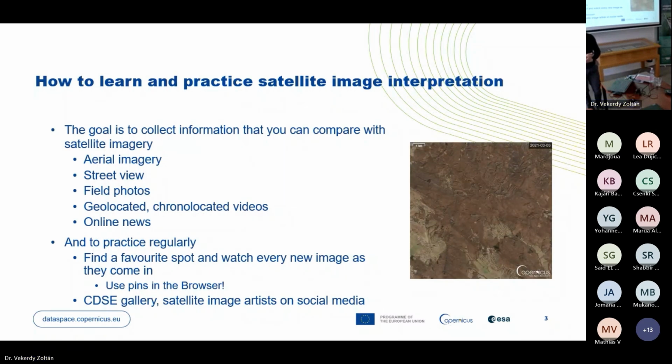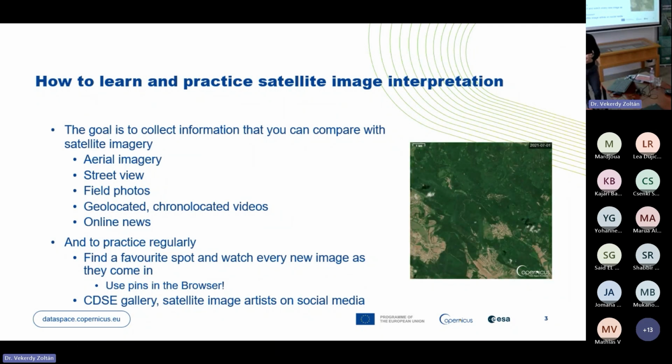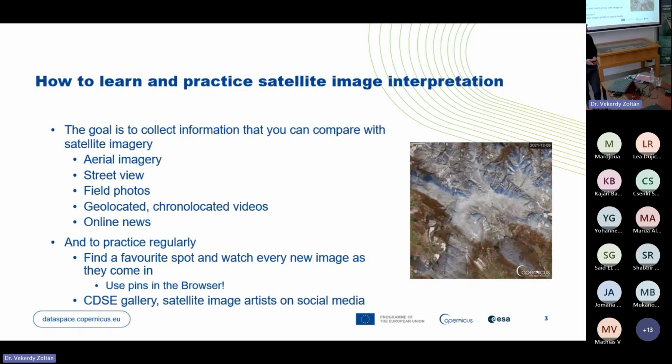So try to practice regularly if you really want to get a hand in image interpretation. The approach I like to encourage is to find a favorite spot and to look at every single Sentinel-2 image that comes in. Make it a habit of checking the images once a week or so, and then you will really be able to follow what's going on.